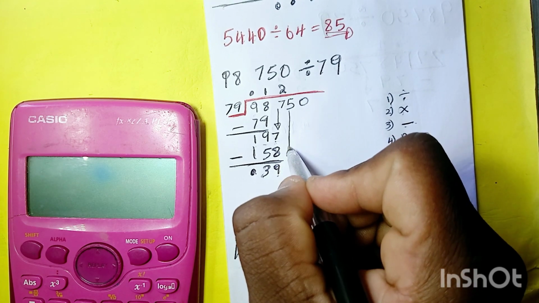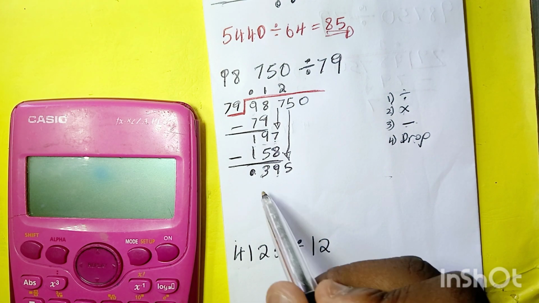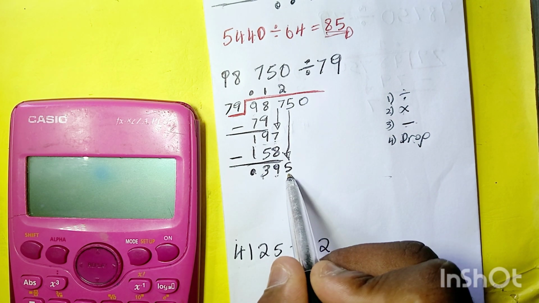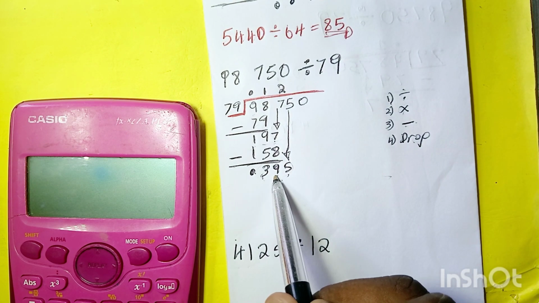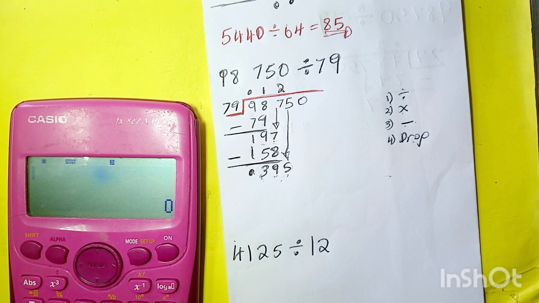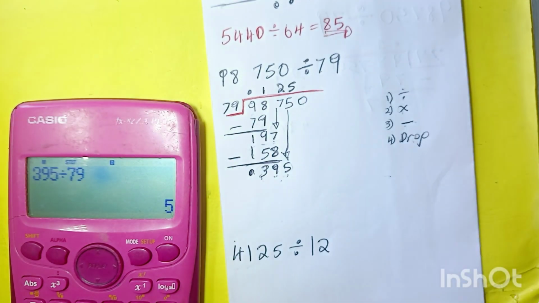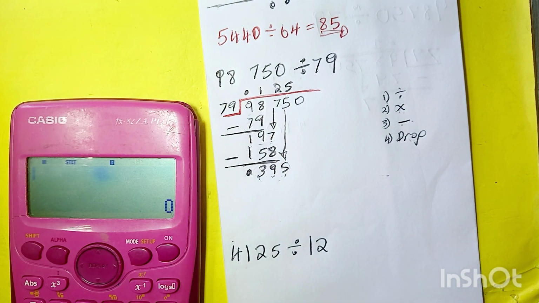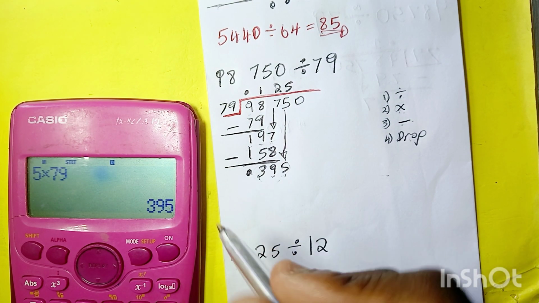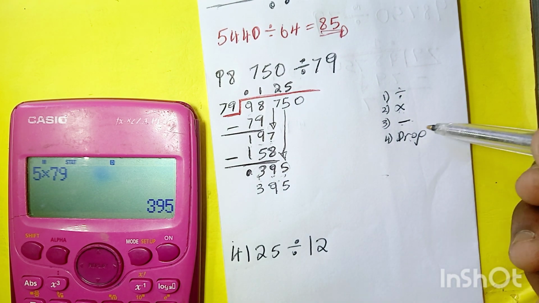After you have a new number, you drop. Meaning you will have 5. So your new number now is 395. This one is your new number. You repeat your steps again. You say 395 divided by 79. Here I get 5 as my answer. Then I say 5 multiplied by 79. Here I got 395. Now I will subtract.